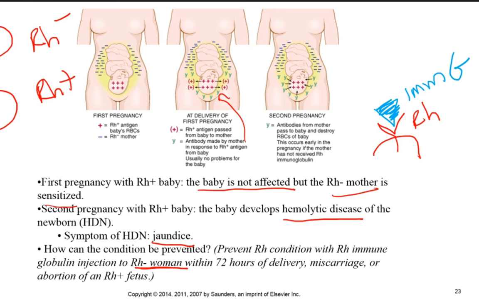I'm just going to call it IMMG for immunoglobulin. The immunoglobulin is going to go in there and plug up that Rh factor so that if the mother's antibody comes along, it's unable to connect with the baby's cells and therefore allows a baby to survive.